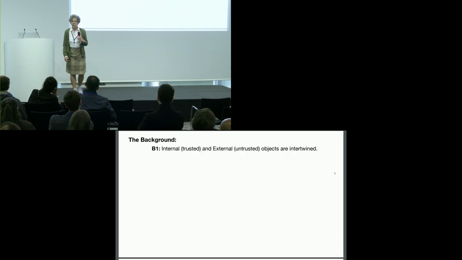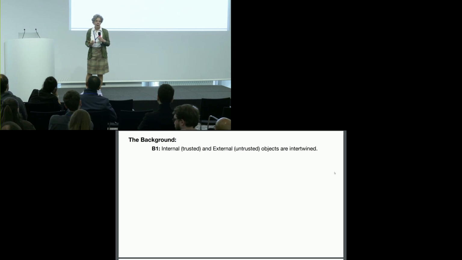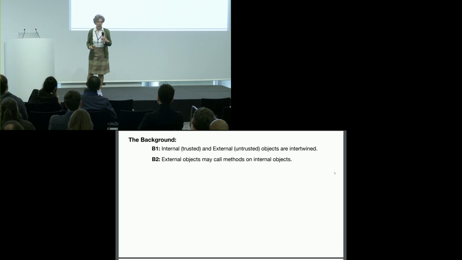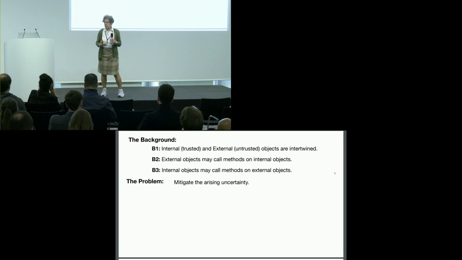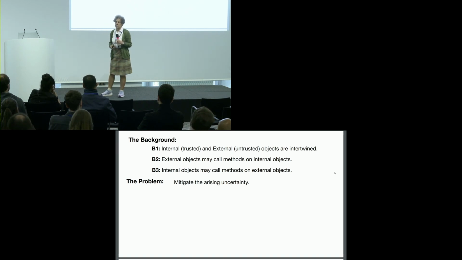So the background is that we have got internal trusted objects, and they collaborate with external unknown objects of unknown provenance that are untrusted. They may be benign, but they might be malicious, whatever, but we don't know about them. So there's a tight intertwining between those two. Now the external objects call into the internal objects, and the internal objects call into the external objects. And the problem is there is a lot of uncertainty. How do we mitigate this uncertainty?